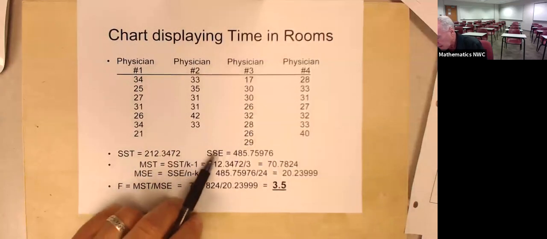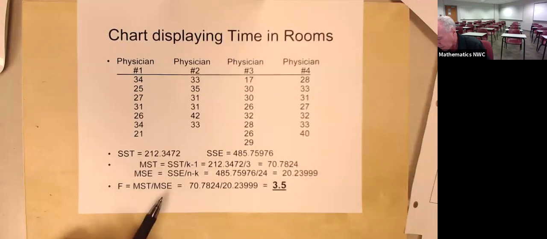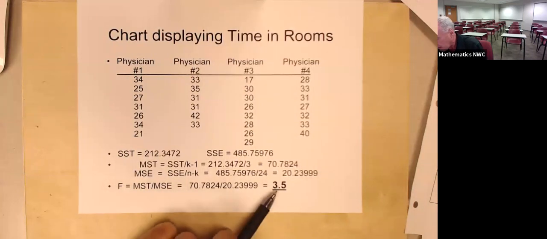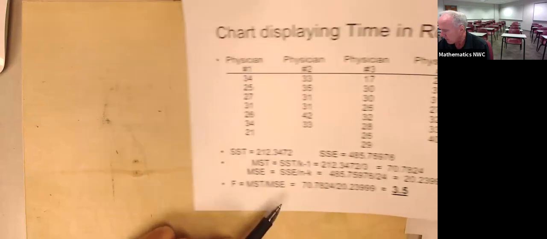We're given that summary table right here. The F statistic is 3.5. Okay? Remember that F statistic as well. I'll come back to that in a moment. But now let's run through the test.